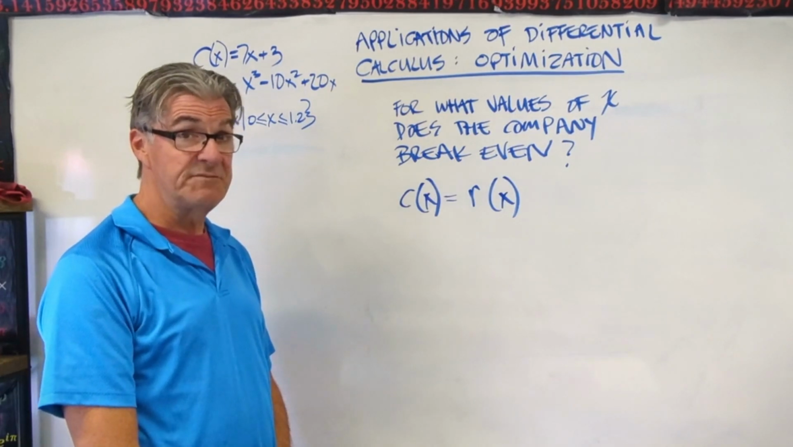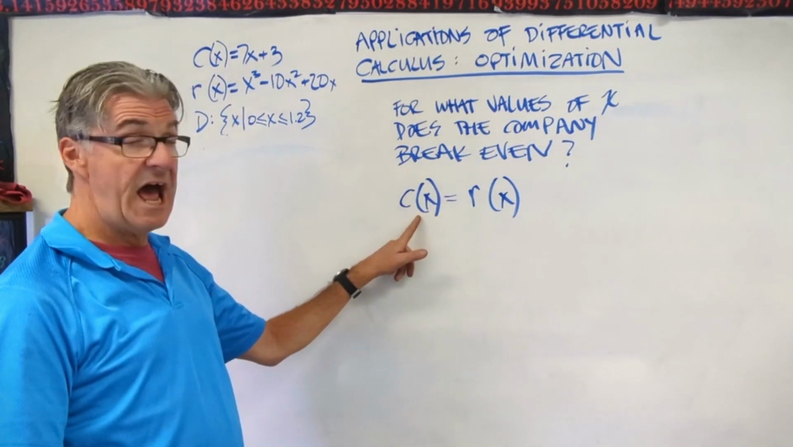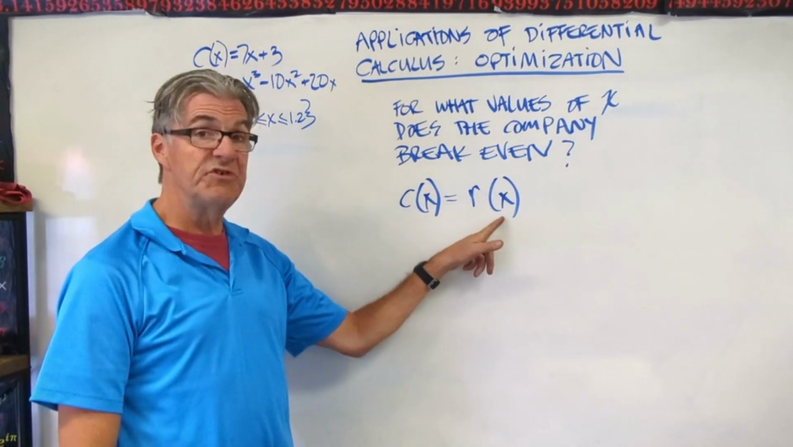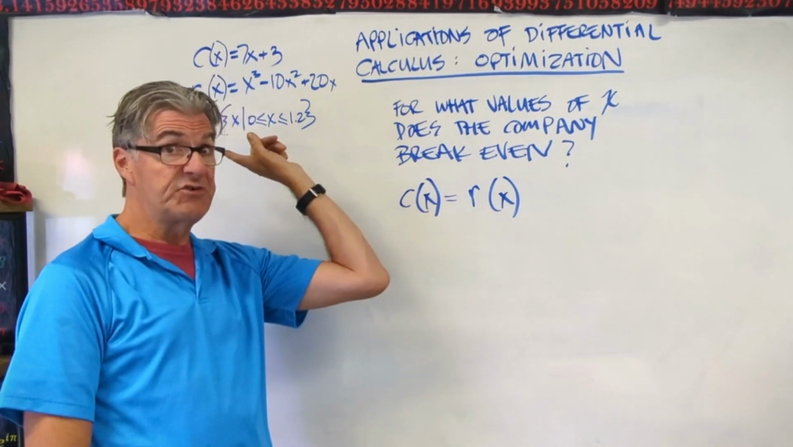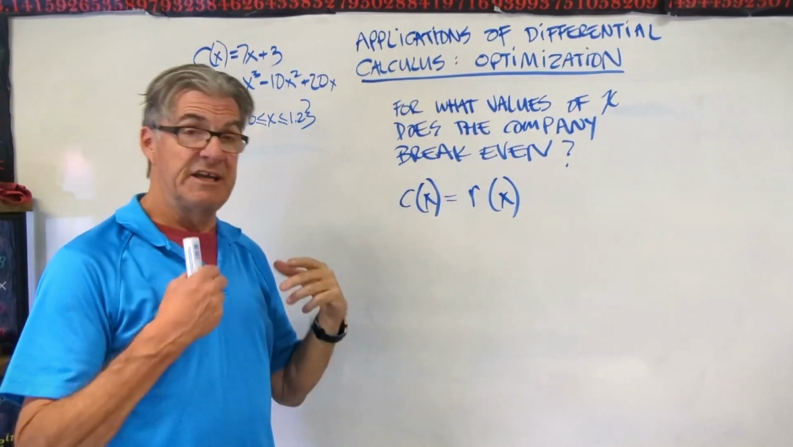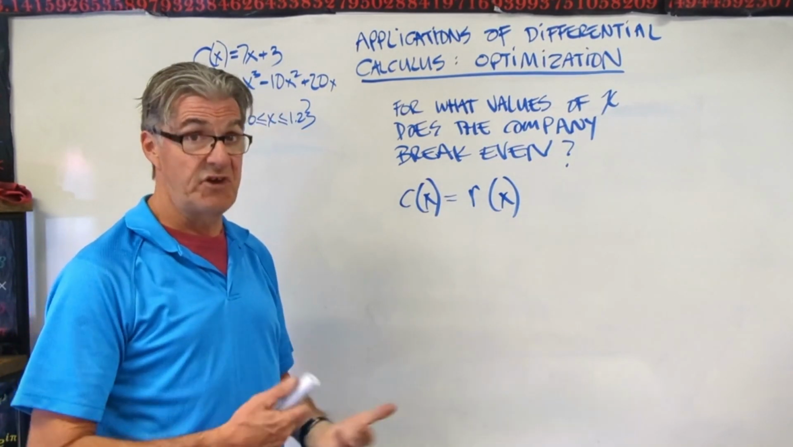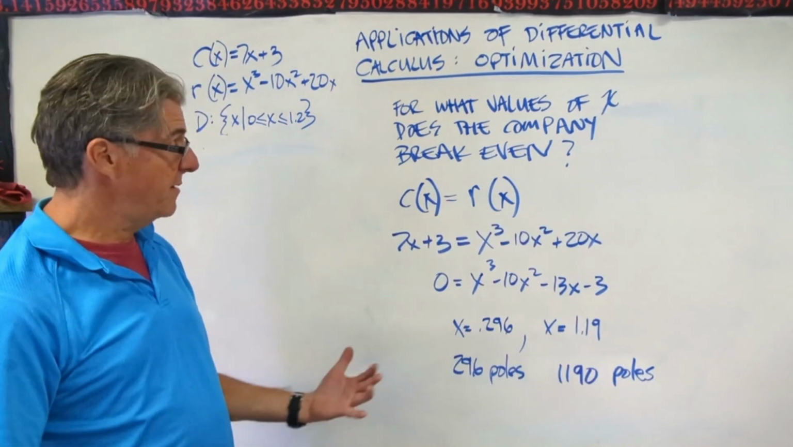In case you were stumped, here is a big prompt. The break-even point happens when the cost equals the revenue. Now you have those functions back there. So put them in place here, get them all on one side, combine like terms, set equal to 0, and solve for x.